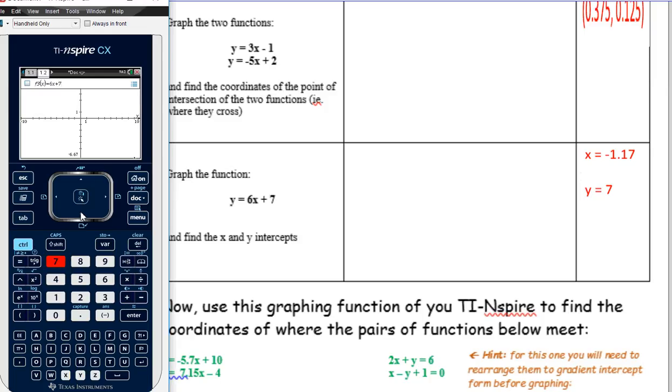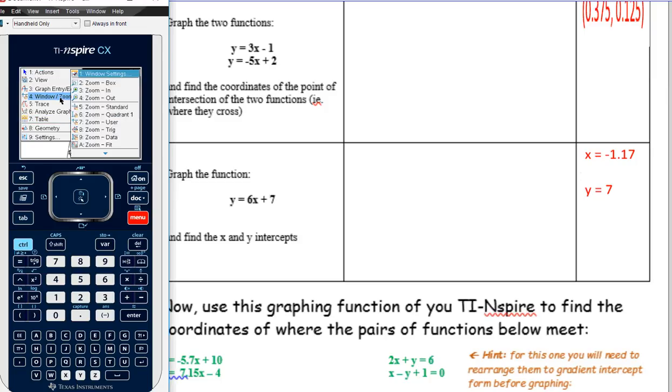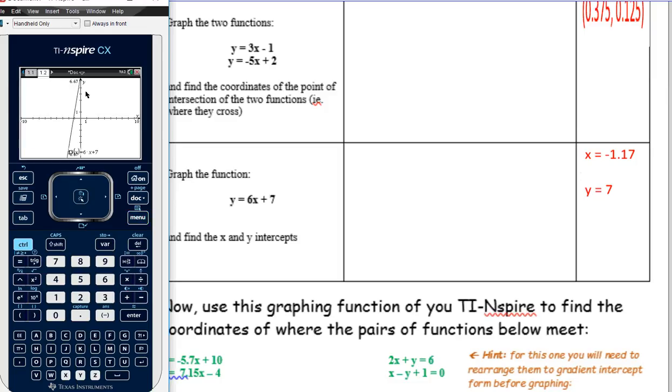We can see the x-intercept, we can't see the y-intercept though. So we're going to need to adjust a bit of stuff. So menu, where is it? Window zoom. I tend to go to zoom standard first. Zoom standard's a good little starting point. Can we see the y-intercept? It's a little bit iffy.